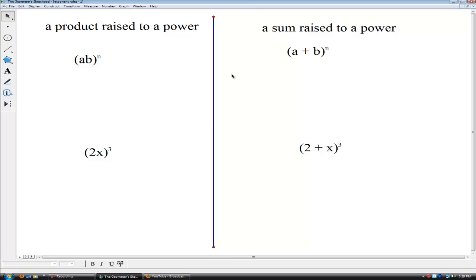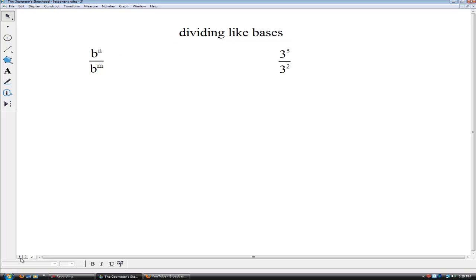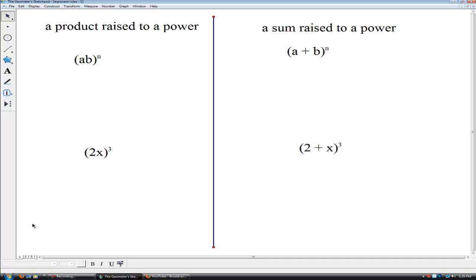Hello again. This is an Algebra 1 video, and it's about exponent rules. On the first page we have a product raised to a power. We're going to compare that to something that gets confused and mixed up a lot, which is a sum raised to a power. Totally different rule than this one. On the second page we're going to multiply like bases. See that this is a really nice pattern to understand and to use. It's a nice shortcut. And then dividing like bases. Also very handy.